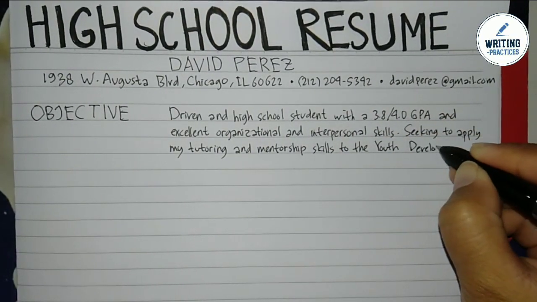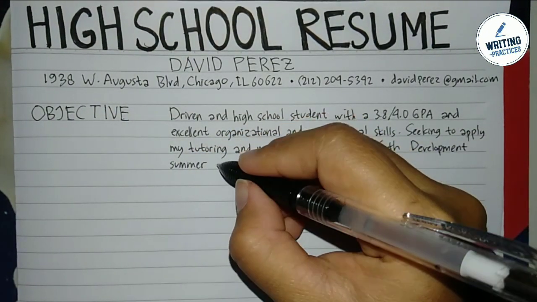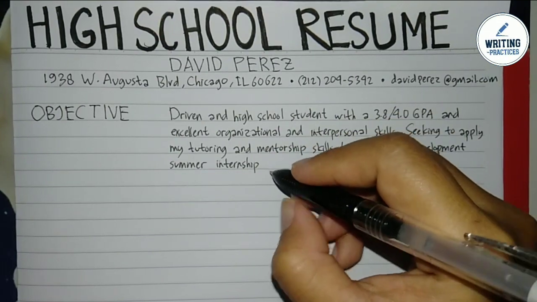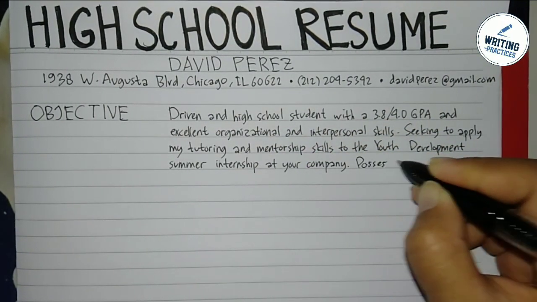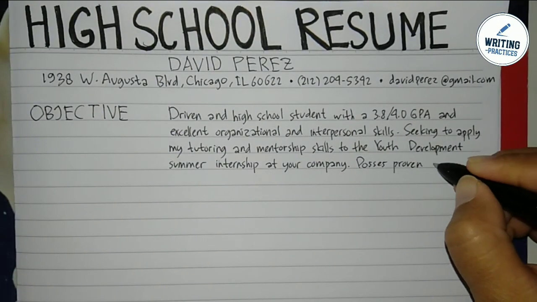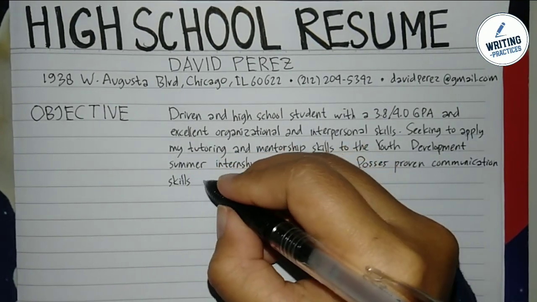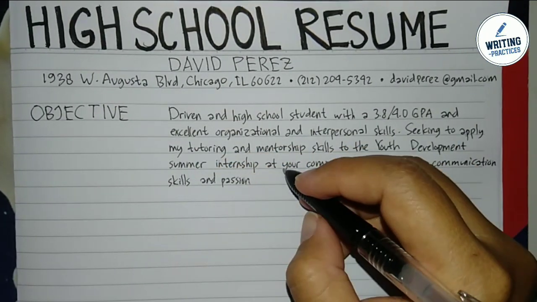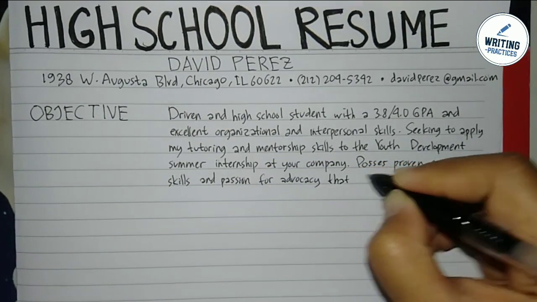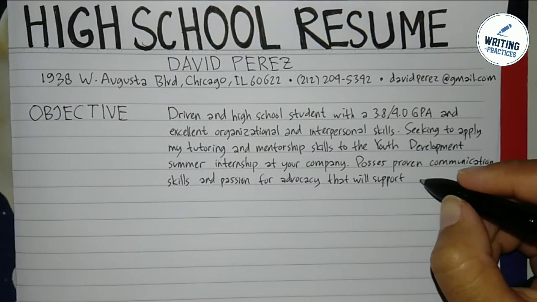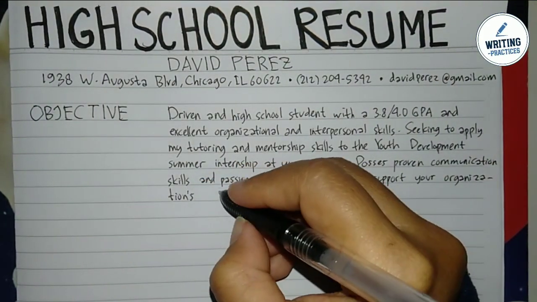For example, the writer wants to apply to be a tutor or mentor at the youth department for this summer as an internship program of the company. And write what kind of skills that you are offering to the company. In this example, the writer offers good communication skill and passion in advocacy. And write how all the things you mentioned here will be a good support for the company.